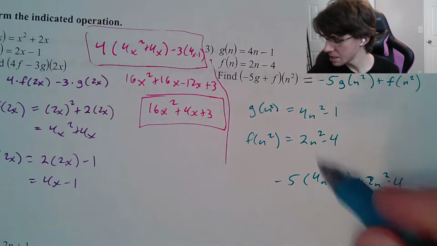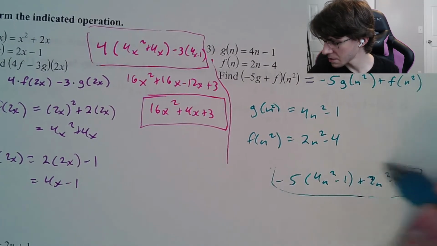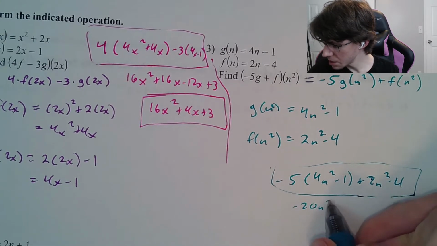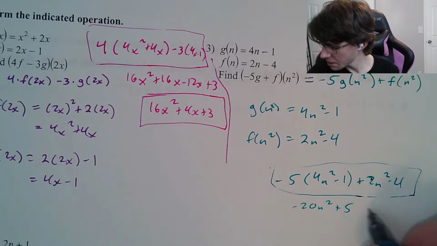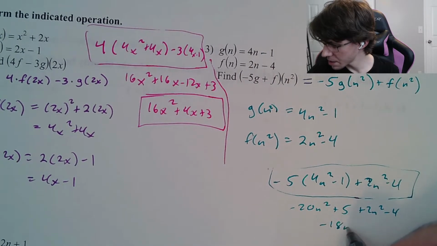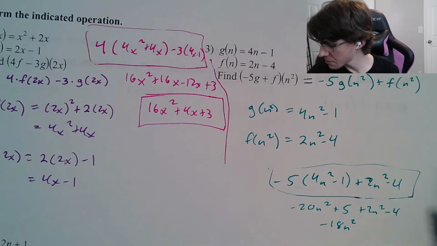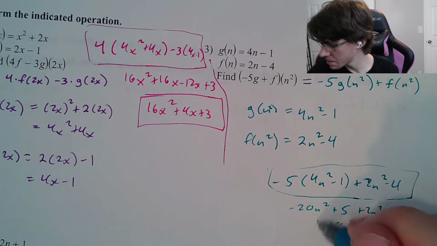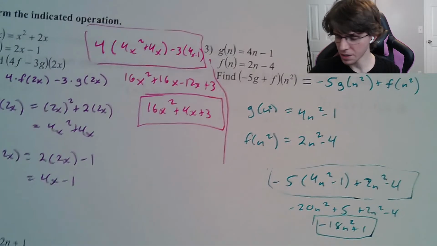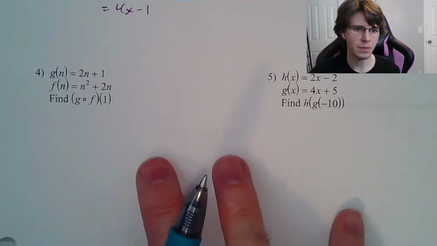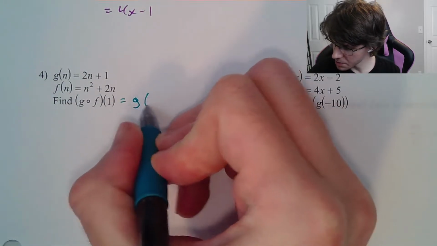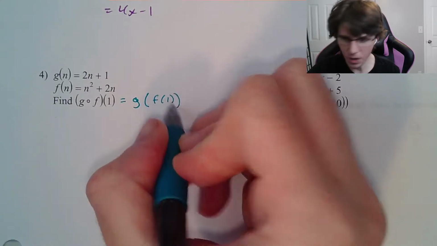Again, technically, this could be considered a correct answer, but just to be more perfect with it, good habit to distribute. Negative 20n squared plus 5 plus 2n squared minus 4. Combining like terms, negative 18n squared plus 1. Keep the ball rolling. On to problem number 4. So problem number 4, definition, g of f of 1, this needs to be rewritten as g of f of 1 like so.